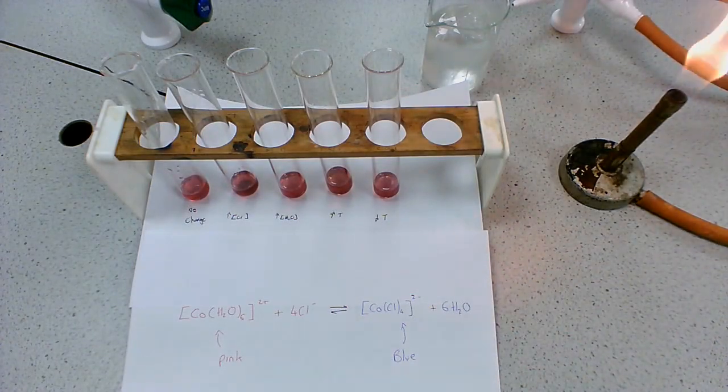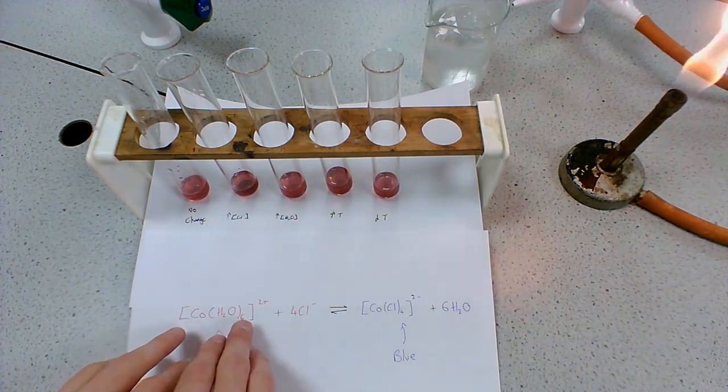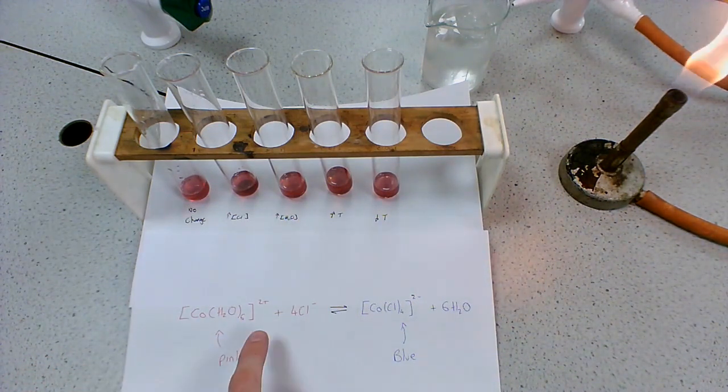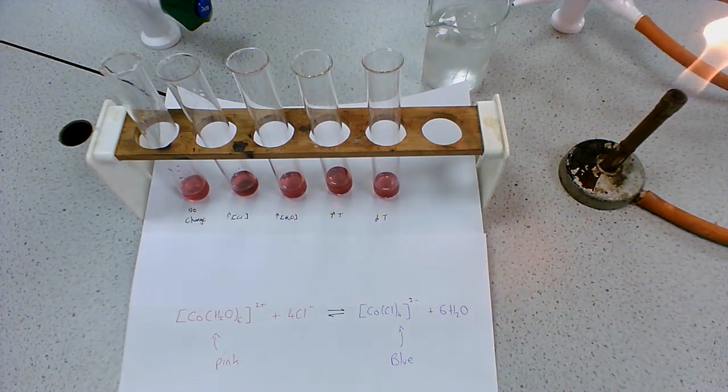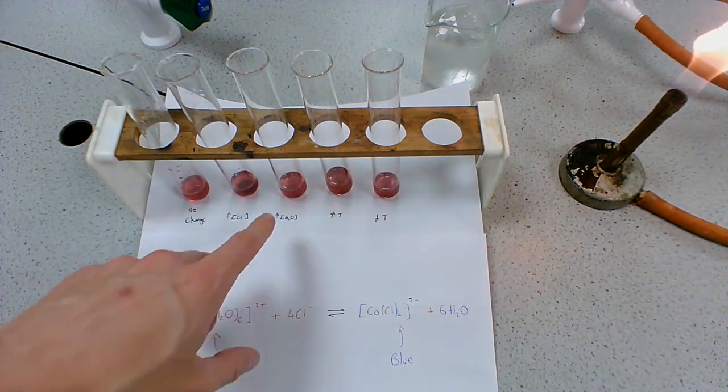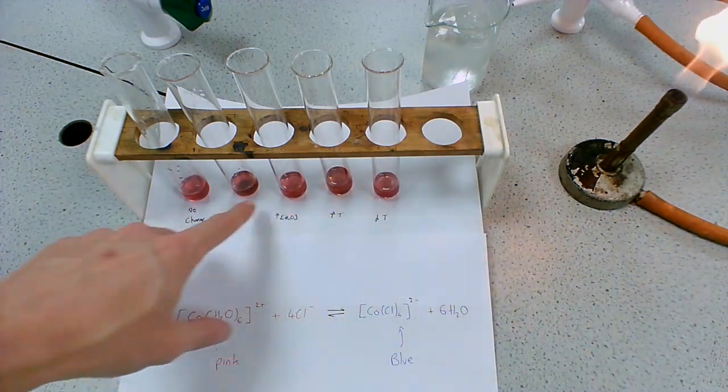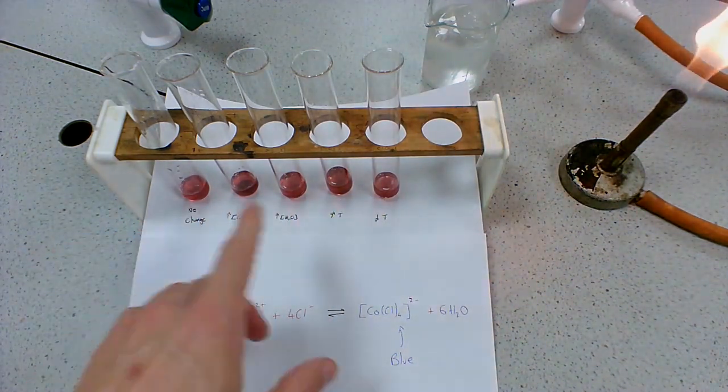Here we are looking at a dynamic equilibrium system that's been set up between two different species of cobalt. We have hydrated cobalt and cobalt chloride. Now, this is a reversible reaction, so it occurs forwards and backwards, and it's in dynamic equilibrium, which means that both reactions are occurring at the exact same time at the exact same rate.